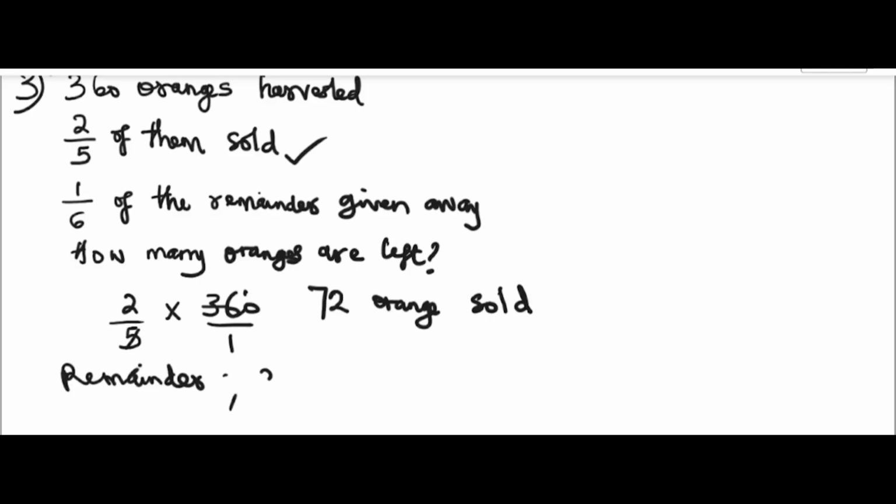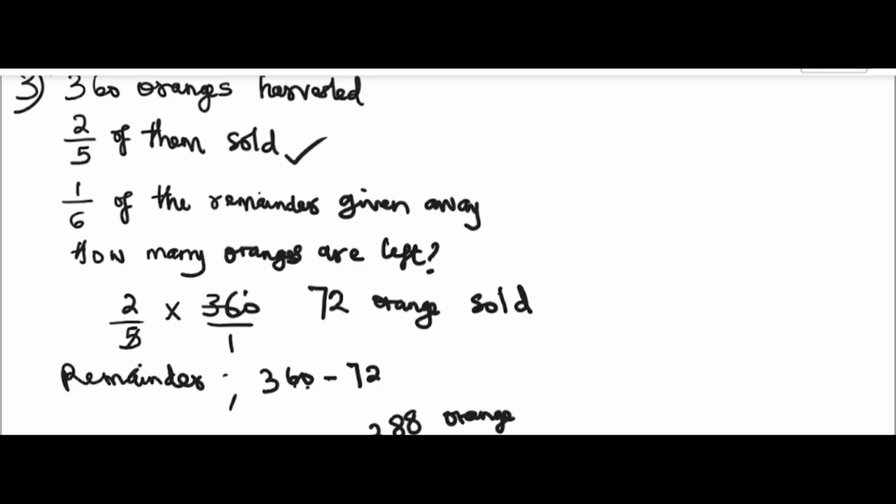That will be 360 minus 72. So 10 minus 2 will have 8. 5 minus 7 is not possible, so we borrow 1 here and add. We have 15 minus 7, you have 8. So what is left here will be 2 because we borrowed 1. So we have 288 oranges left. So this 288 is actually the number of oranges she took home at the end of her sales.